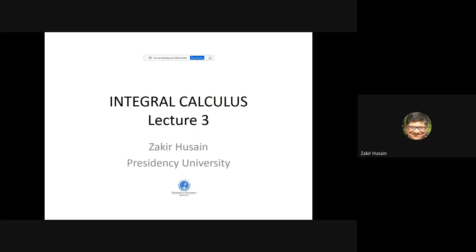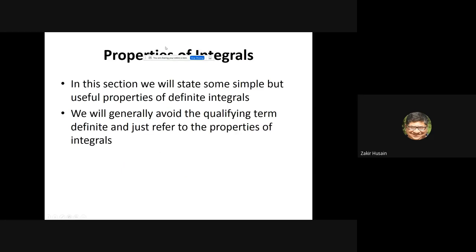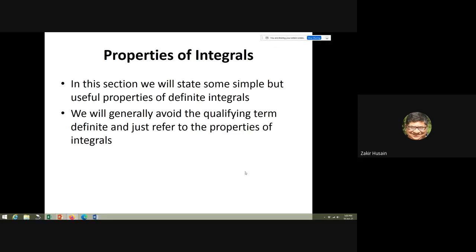So, hopefully, this will be my last class on integrals. In this chapter, we are going to start with some properties of definite integrals. In the next step, we are going to discuss some applications, mainly relating to consumer and producer surplus. And then we are going to discuss the concept of improper integrals.